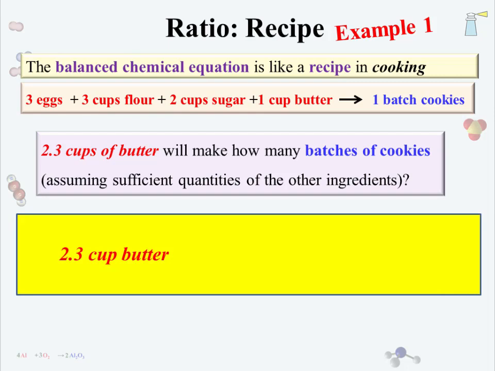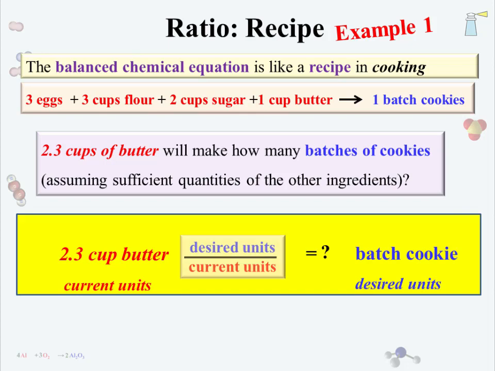We need to convert information about 2.3 cups of butter into information about batches of cookies. In the terminology of conversions, the butter is the current or given units, and the batch of cookies is the desired or wanted units. To complete this conversion, a conversion factor with current units in the denominator is needed.